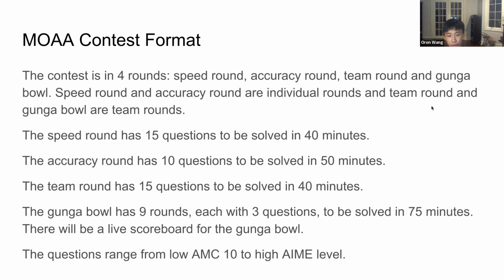The speed round has 15 questions to be solved in 40 minutes. The accuracy round has 10 questions to be solved in 50 minutes. The team round has 15 questions to be solved in 40 minutes. And the Gunga Bowl has 9 rounds, each with 3 questions to be solved in 75 minutes total. There will be a live scoreboard for the Gunga Bowl.